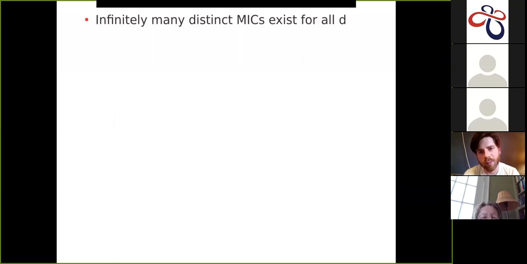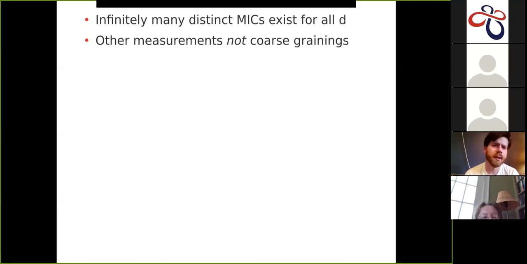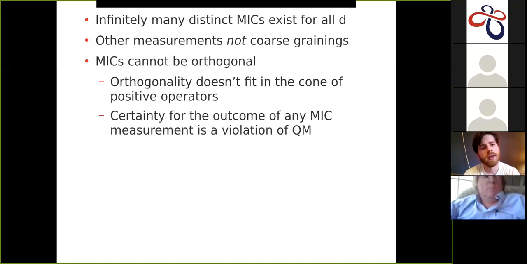Some facts about MICs. You can make them in every dimension, and in fact, there are infinitely many in every dimension. And they're easy to construct. Other measurements, unlike the classical case, are not in general coarse grainings of MICs. So in fact, it's just a more interesting state space. Maybe from some perspectives, quantum mechanics is worse than classical mechanics, but from my perspective, it's more interesting.